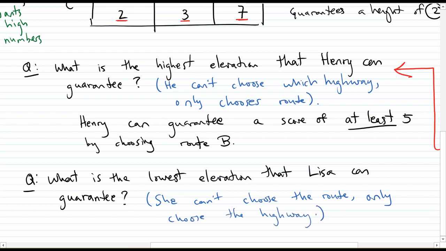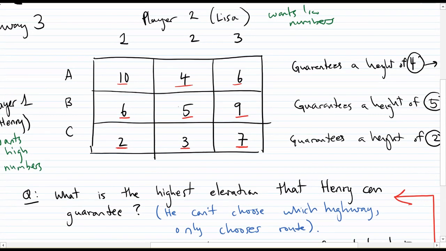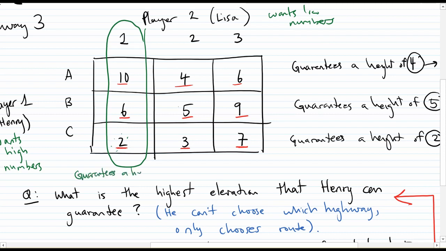Well, we'll just analyze this in a very similar way. What can happen if she chooses highway 1? Well, then she could get really lucky and end up with that really low elevation of 2. But she could get very unlucky and end up with that high elevation of 10. So the worst case scenario for Lisa in column 1 is a score of 10. So she guarantees a height less than or equal to 10.